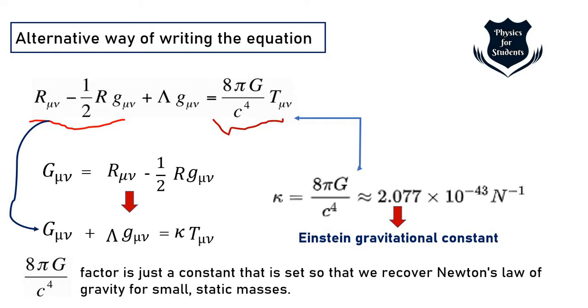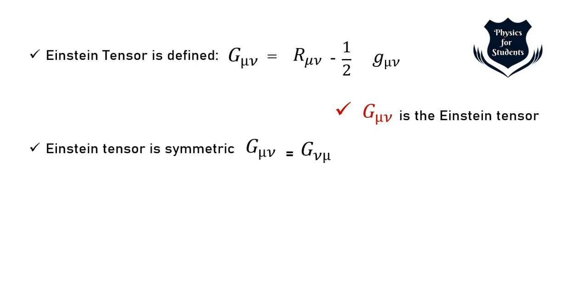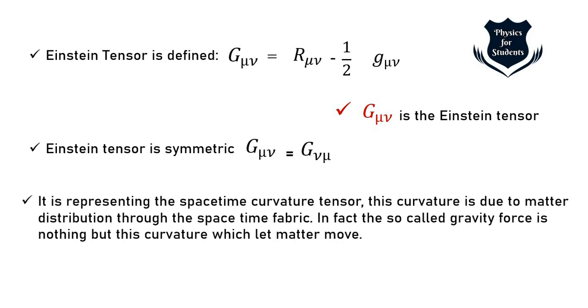So kappa is 8 pi G, which is Einstein's gravitational constant, and this can be written again as G mu nu, which will be much clearer in the second part. Einstein's tensor is defined as G mu nu, which I have shown just before this. G mu nu is basically the Einstein tensor. Einstein's tensor is symmetric, and that is why we can write G mu nu equals G nu mu. It represents the space-time curvature tensor, telling you about the effect of the matter distribution on the fabric of space-time.